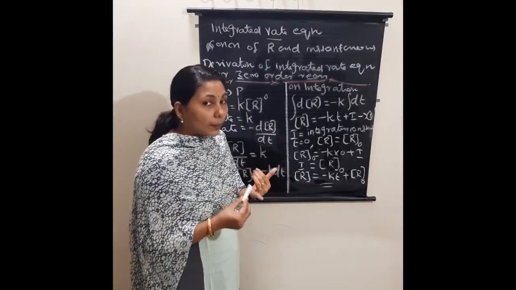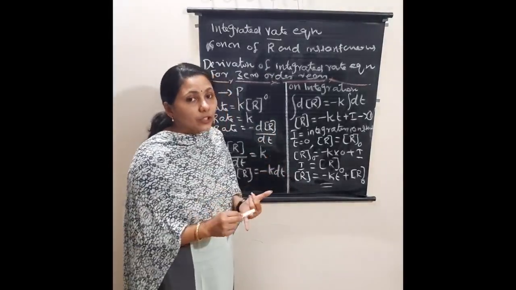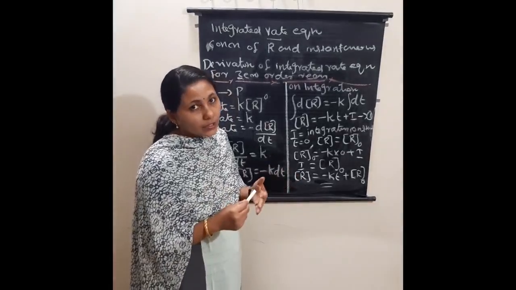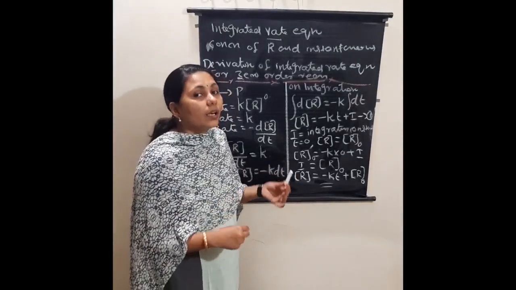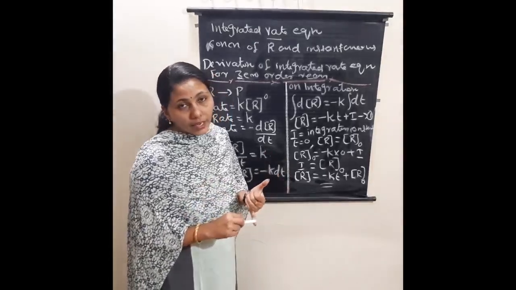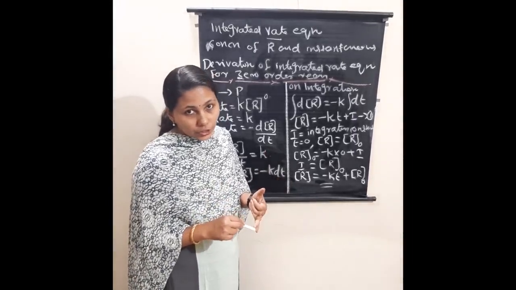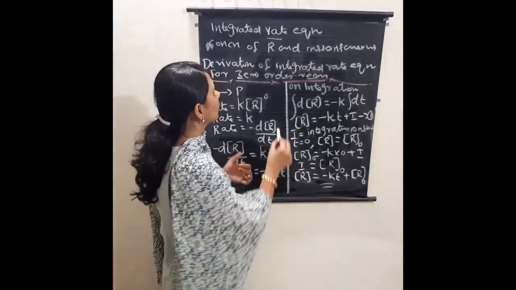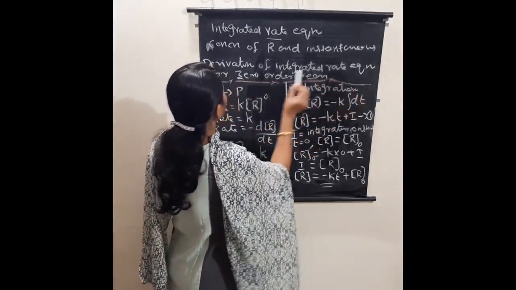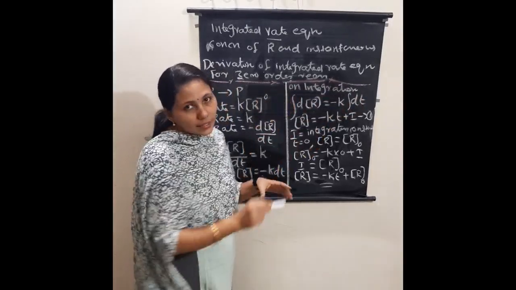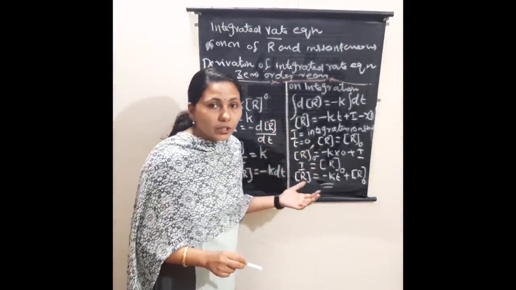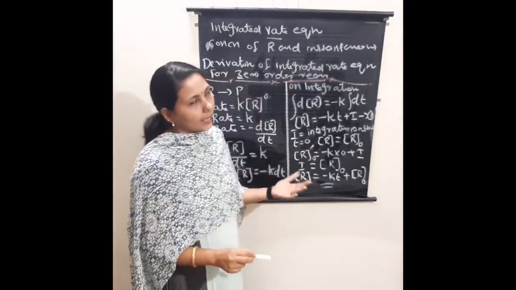We know many orders: zero order reaction, first order reaction, second order reaction, third order reaction. So they will ask you to derive the integrated rate equation for a zero order reaction or a first order reaction. First is the derivation of the integrated rate equation for a zero order reaction. This you have to learn.